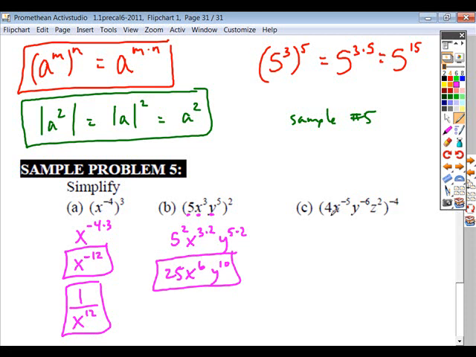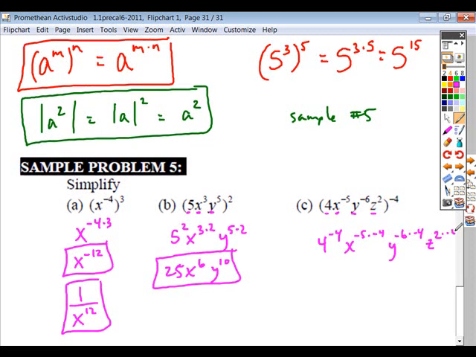This power of negative 4 is going to apply to the 4, the base x, base y, and base z. So 4 to the negative 4, x to the negative 5 times negative 4, y to the negative 6 times negative 4, and z squared times negative 4. So when you look at these, you can simplify what you have. The 4 to the 4th is one that you do not need to evaluate. So you can just leave it as it is.